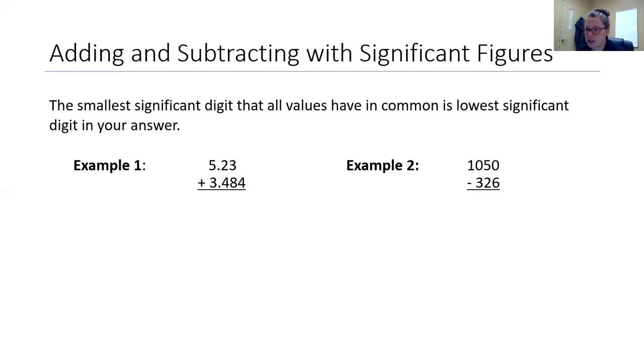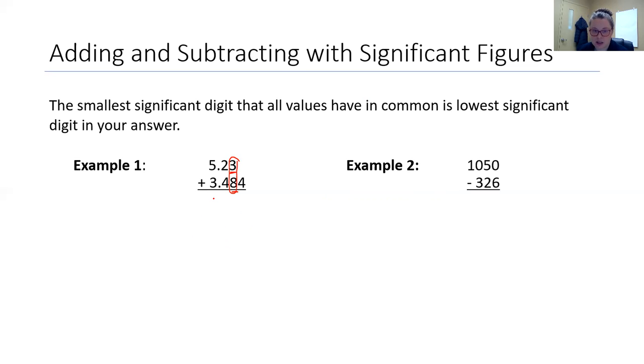Whatever the smallest number of decimal places is in the numbers that you're given, give that number of decimal places in your answer. Example 2 is going to throw a monkey wrench on that, but that's okay. So if we look here, well, 3 is a significant digit, and it's 2 decimal places in. There's actually 3 decimal places with the 3.484, but the last digit that they have in common is the hundredths place.